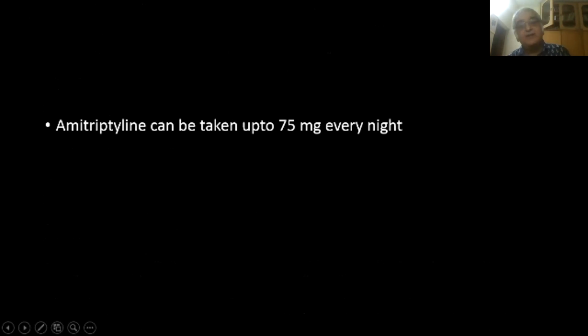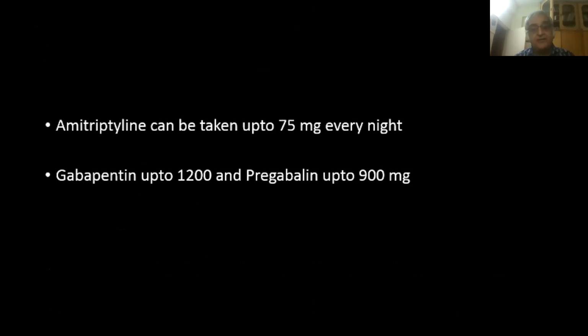Okay. Now, another thing is that amitriptyline can be taken up to 75 milligrams every night. Many of us, after 10 milligrams only, find our patients become drowsy, or we become a little non-confident, but we should give full benefit slowly, slowly. The recommendations are you have to give up to 75 milligrams of amitriptyline. Gabapentin should be tried up to 1200 milligrams, pregabalin up to 900 milligrams.